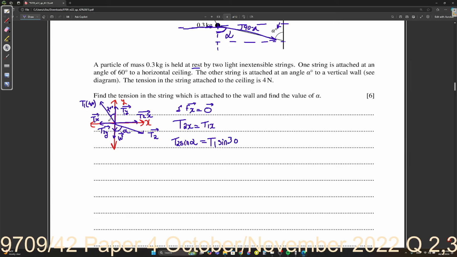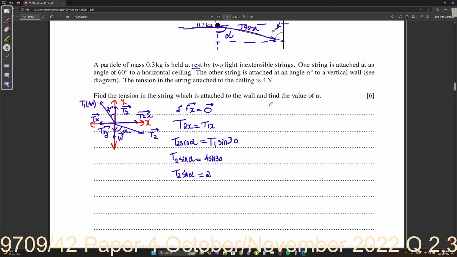Why sine? It's an x component because the angle is with the vertical, okay? We know that T1 is equal to 4 newtons. So T2 sine alpha is equal to 4 sine 30. And so T2 sine alpha, sorry, is going to be equal to 2.